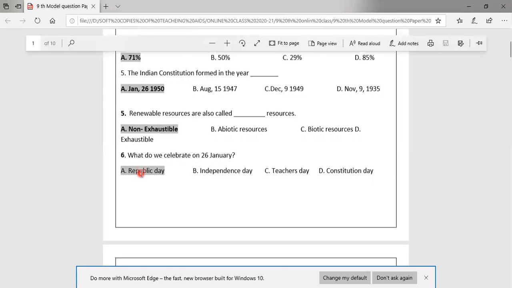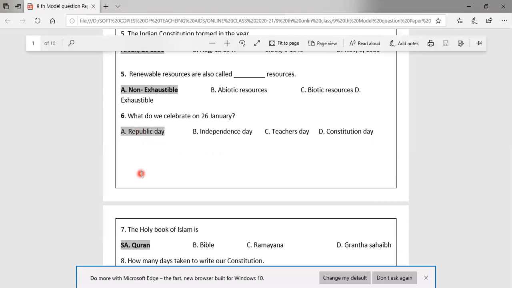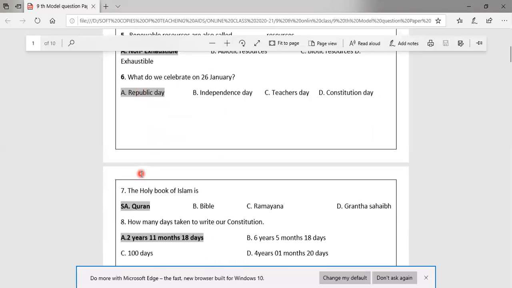Sixth question is, what do you celebrate on 26th January? Option A, Republic Day. Option B, Independence Day. Option C, Teachers Day. Option D, Constitution Day. Option A, Republic Day is the right answer.